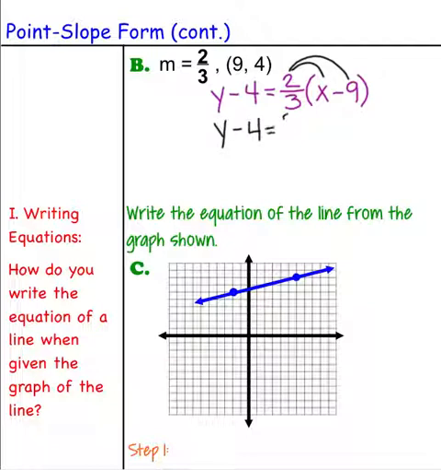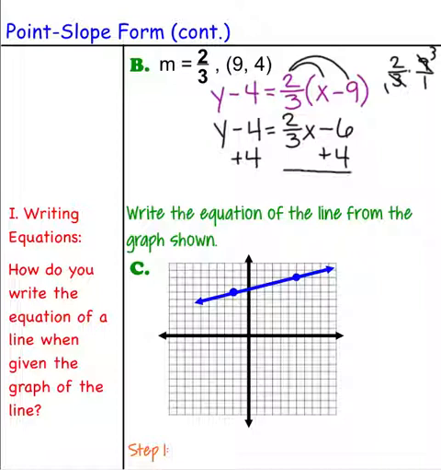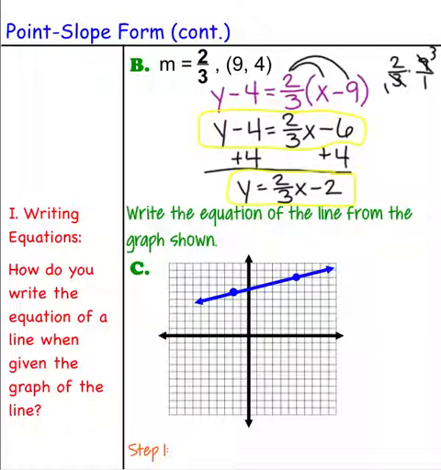So then our next step is going to be to distribute that 2/3, giving us y minus 4 equals 2/3 x minus, and 2/3 times 9, if we do that over here, the 3 cancels, which gives us 6. So then we're going to add 4 to both sides, which gives us y equals 2/3 x minus 2. So the two answers I'm going to be looking for on your homework are going to be here for point slope and here for slope intercept.